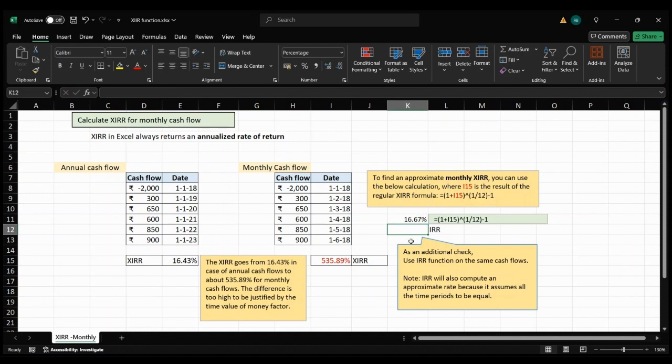So we got the value here as 16.67. To do an additional check, we can use the IRR function on the same cash flow. So that will be IRR, and we have to select this range of cash flow.